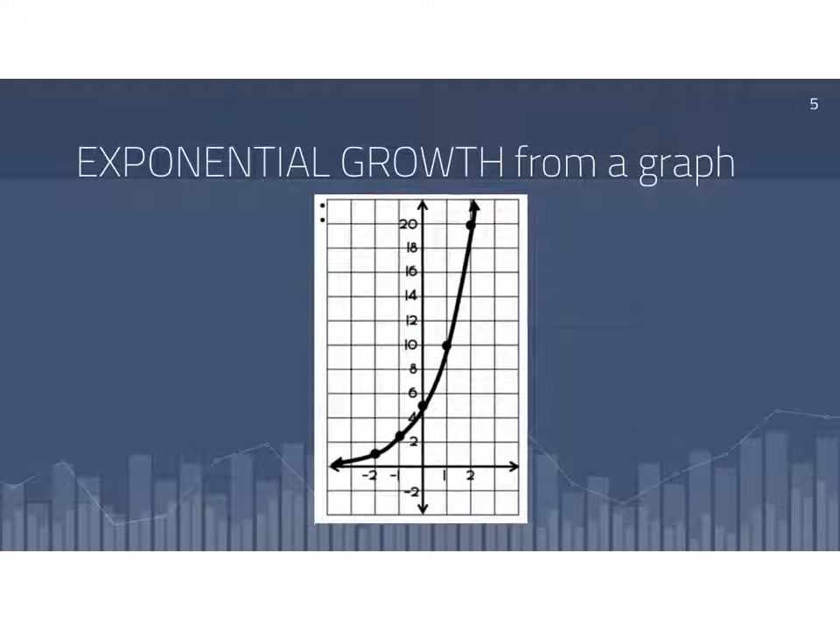Now exponential growth from a graph is going to go up. And we know the initial value is where it crosses the y-axis. So a here is going to equal 5. And if I'm looking at my points, to get from one to the next, I have to multiply by 2. So b is going to equal 2. So y equals 5 times 2 to the x power.